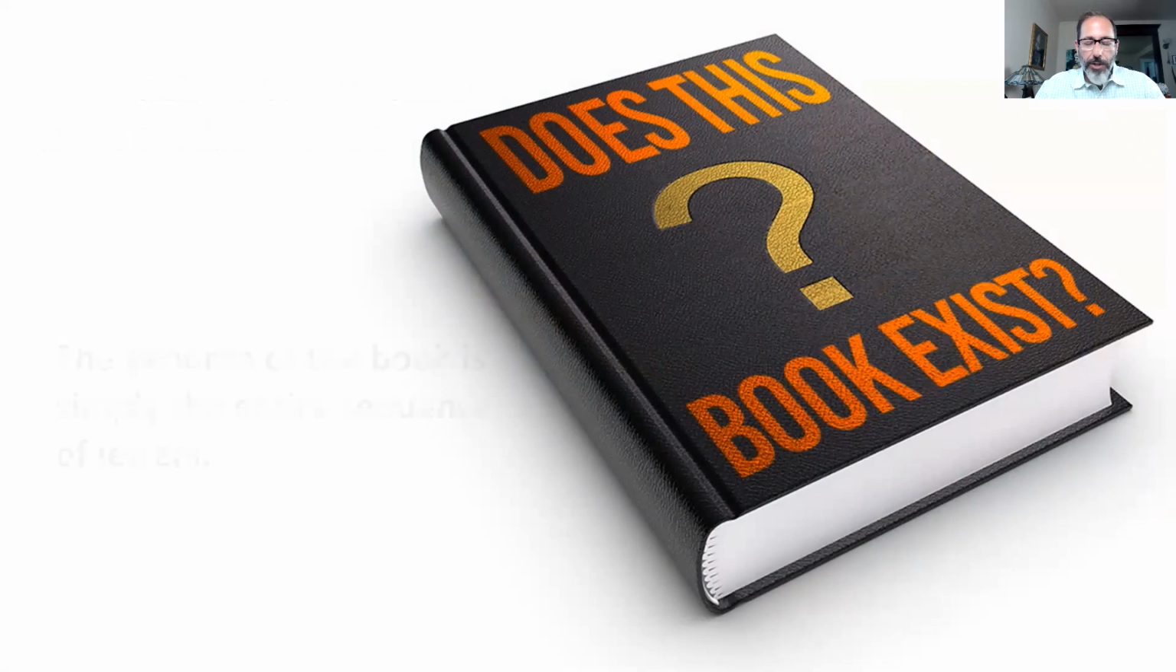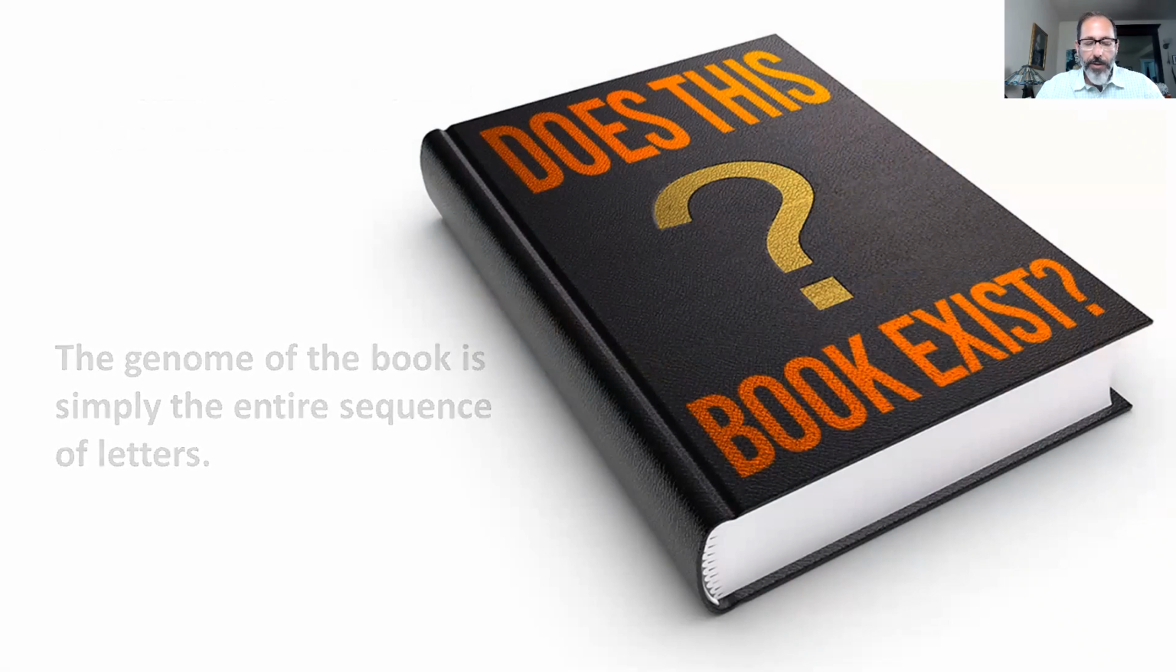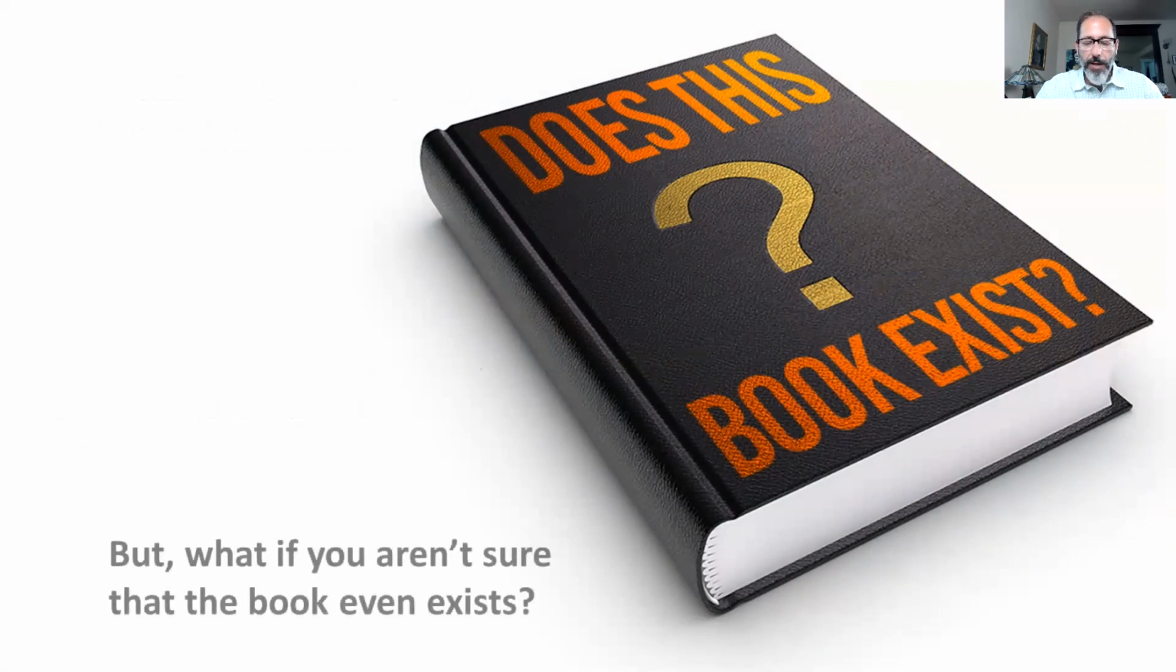Sequencing a viral genome is like reading a book. The letters in the book make up words, sentences, and paragraphs, just like the letters of DNA make up promoters, genes, and chromosomes. The genome of the book is simply the entire sequence of letters. If you have the book, it's just a matter of reading it.